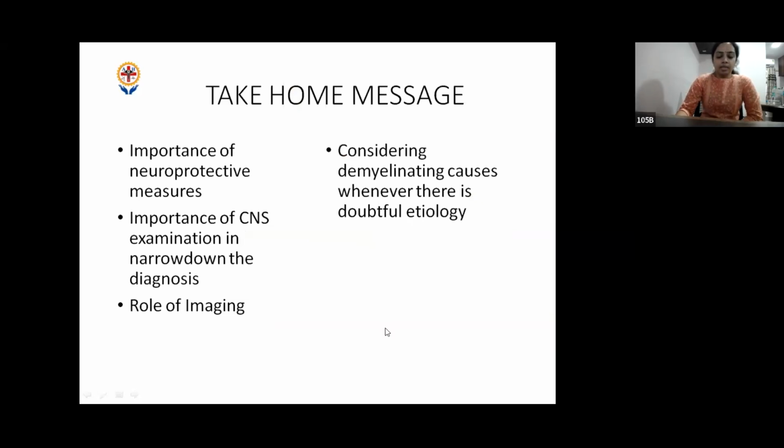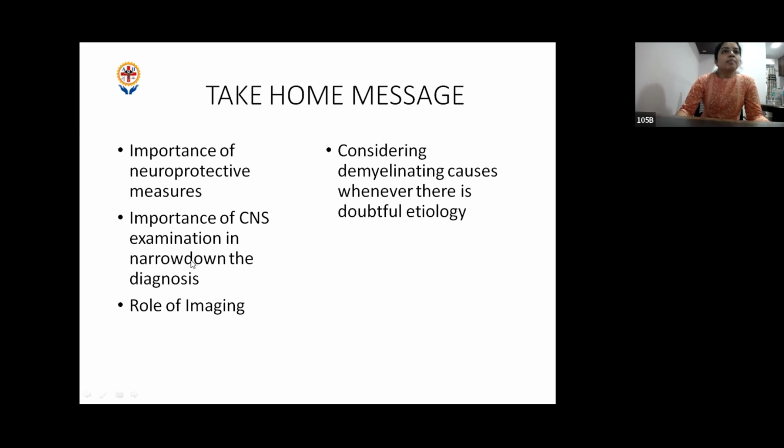So what are the take-home messages? Here, the take-home messages are the importance of neuroprotective measures in stabilizing the child and preventing further clinical worsening. Either in the first scenario or in the second scenario, whenever the child presents, at the end of your primary assessment, we don't know the exact etiology, but we can manage the child and take control of ICP with the help of proper neuroprotective measures.